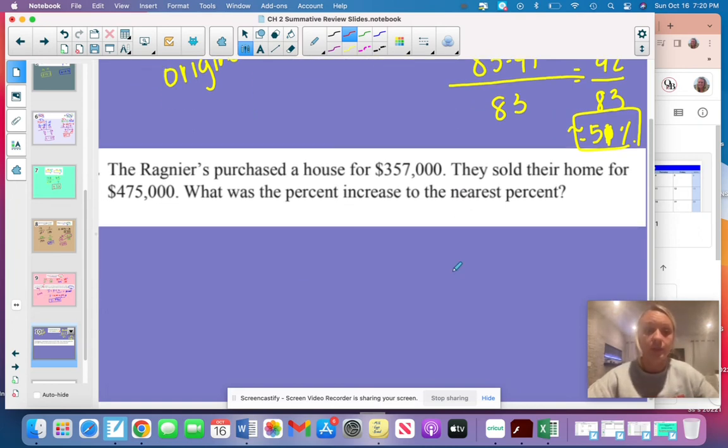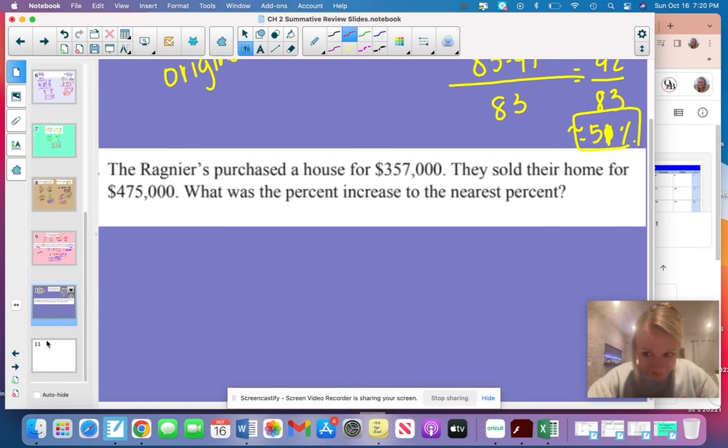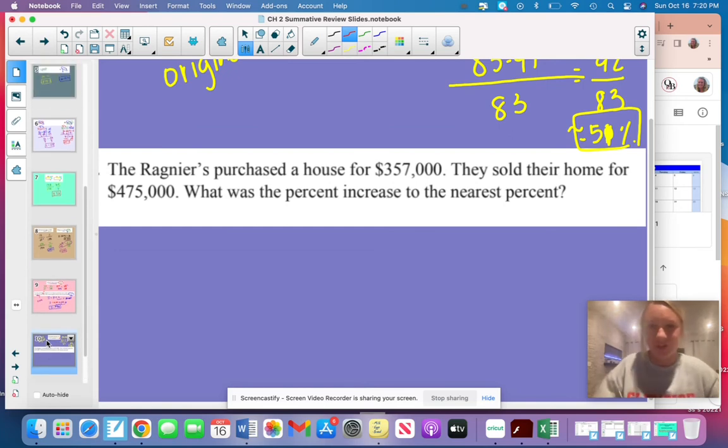Okay, last one here. And then I think I'm going to add one more at the bottom just because I know there's one more thing that we should talk about. Okay, so the Ragniers purchased a house for $357,000 and they sold it for $475,000. What is the percent increase? Okay, we know it's increased because it's going up.